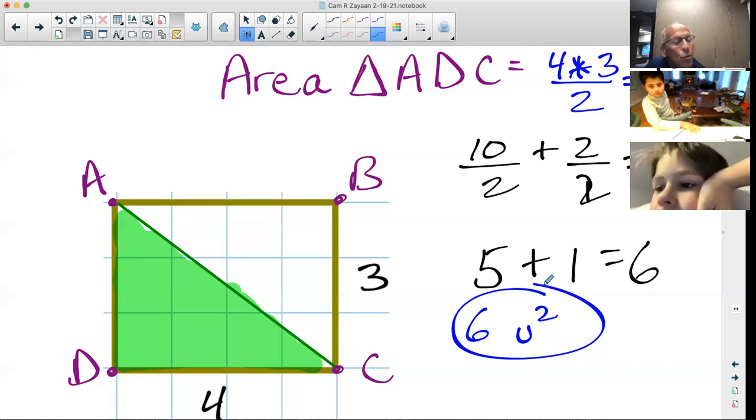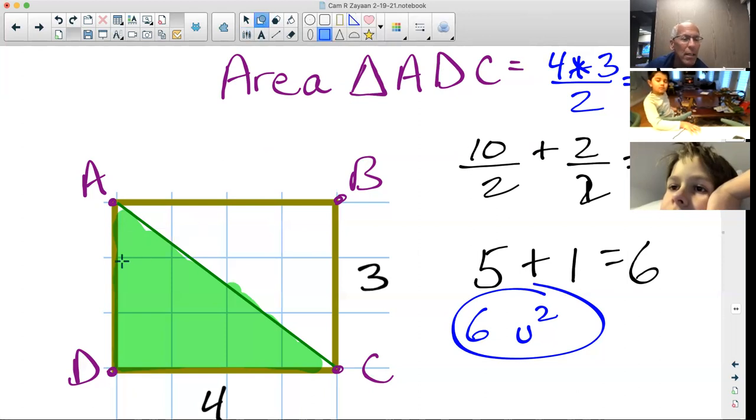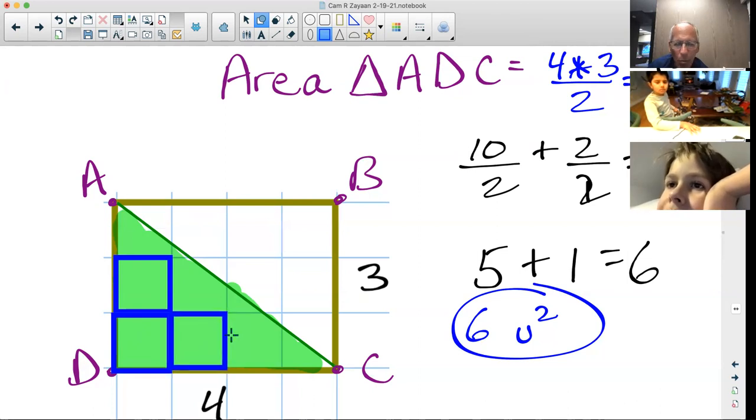Now, Zayaan, I am really interested in what you were doing because you started counting the actual squares. 1, 2, 3. Now, what are you going to do now? Cam, you can answer this too. We've only been able to have 3 full squares.